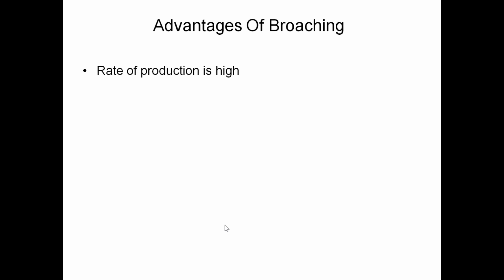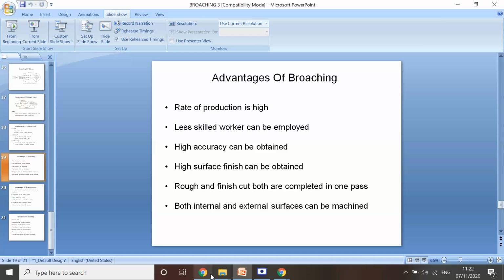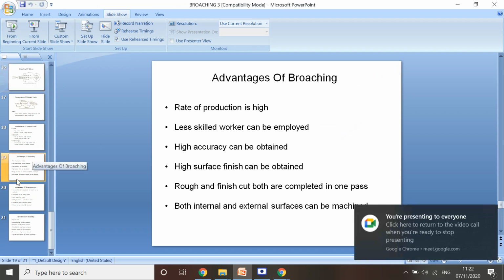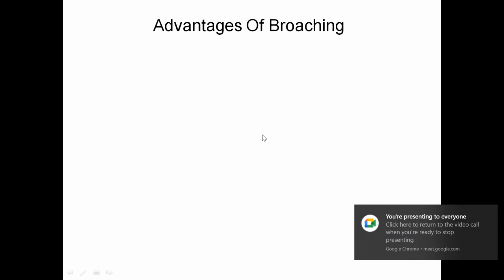Okay, so next one is advantages of broaching. See, through broaching, what are the advantages we have? Okay, right. So rate of production is high. Rate of production will be high.